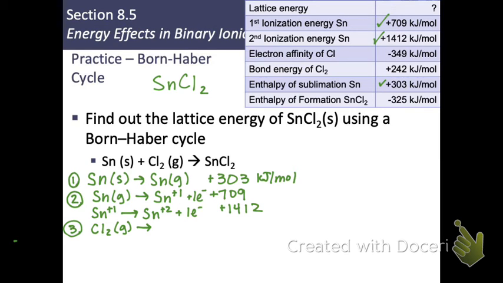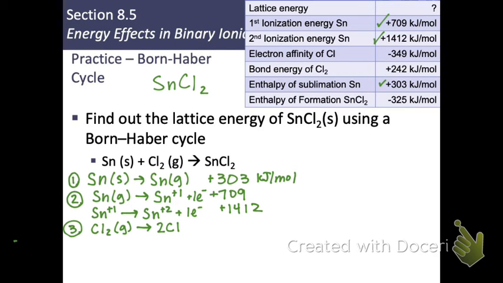If I'm breaking that bond, this is what's happening in this step. We're breaking the bond between Cl2. And when I do that, what am I left with? Cl. But how many? 2. I'm left with 2 Cl.